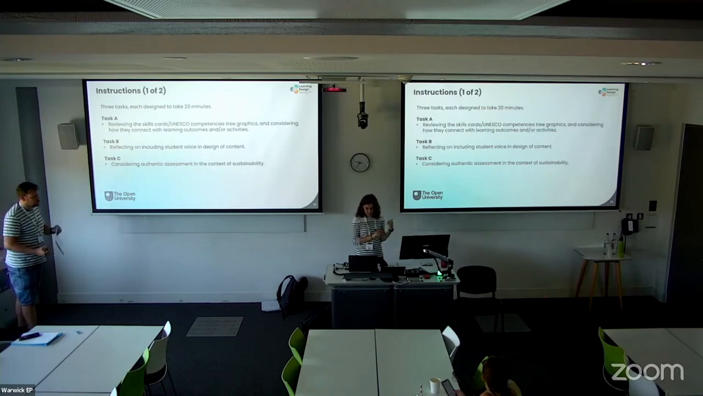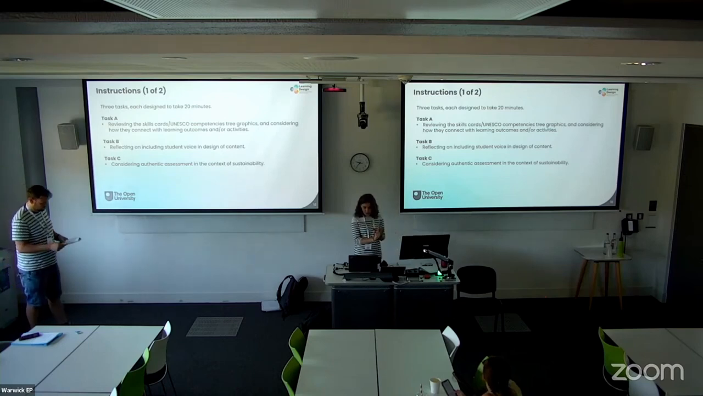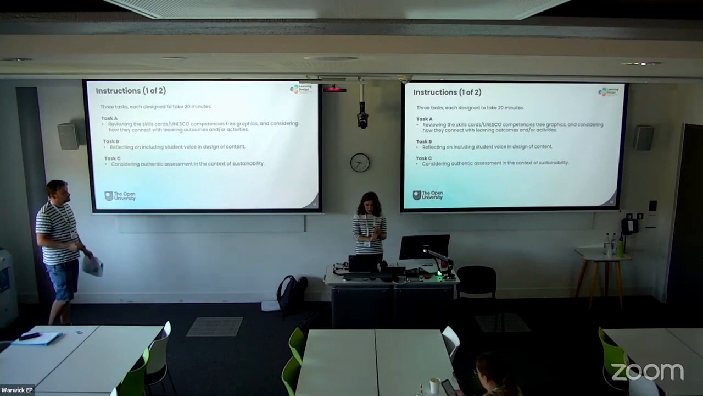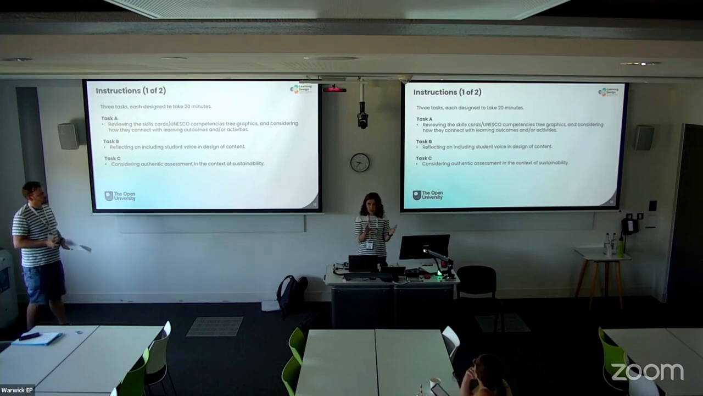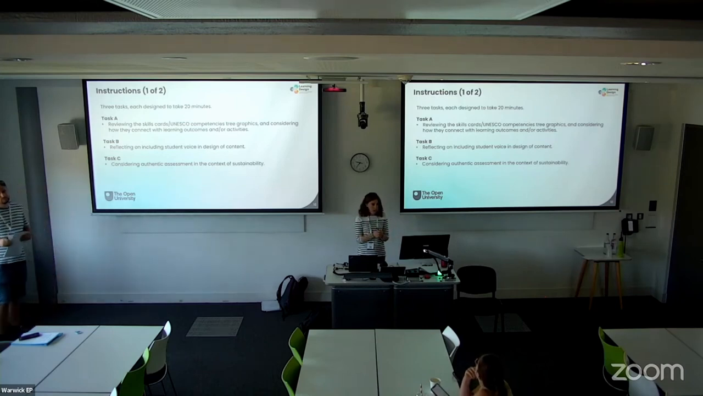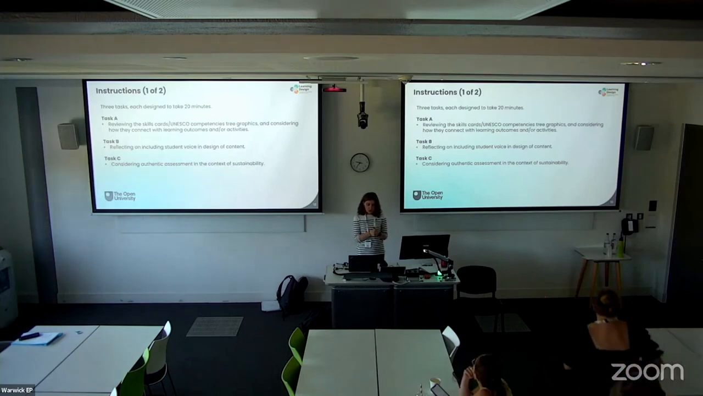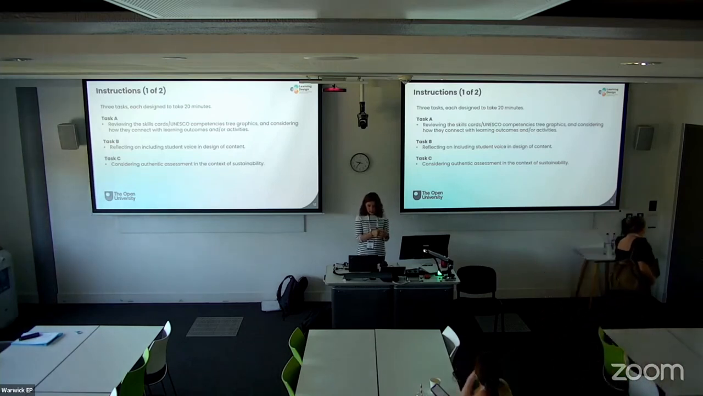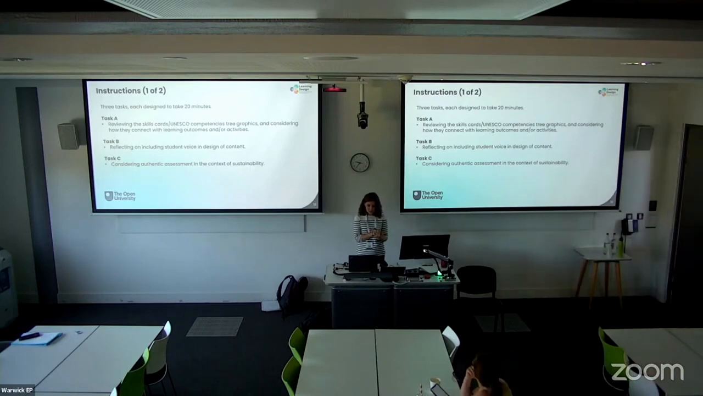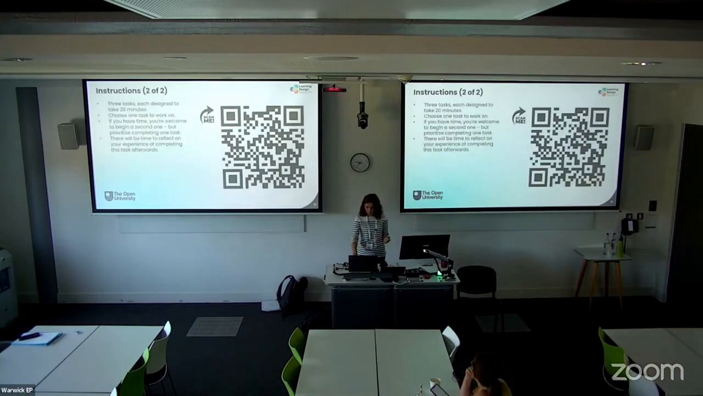You can see here you have a choice between reviewing the skills cards and the UNESCO competency tree graphics, those resources that we've made, considering how they connect with learning outcomes and or activities. That could be starting to apply that to your own context. Another option is reflecting on including student voice in design of content. And the third task is considering authentic assessment in the context of sustainability. So those are the three options.